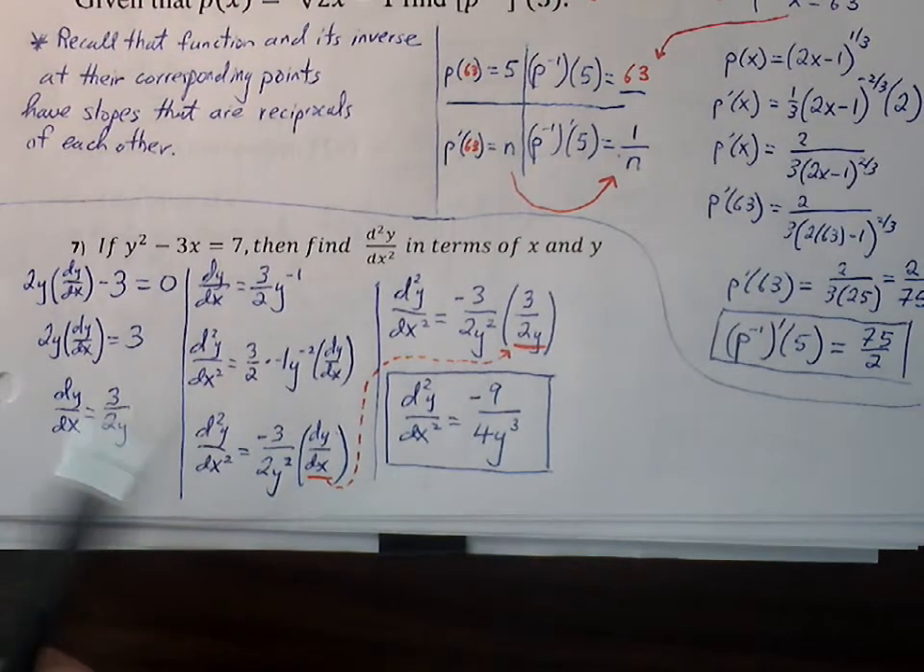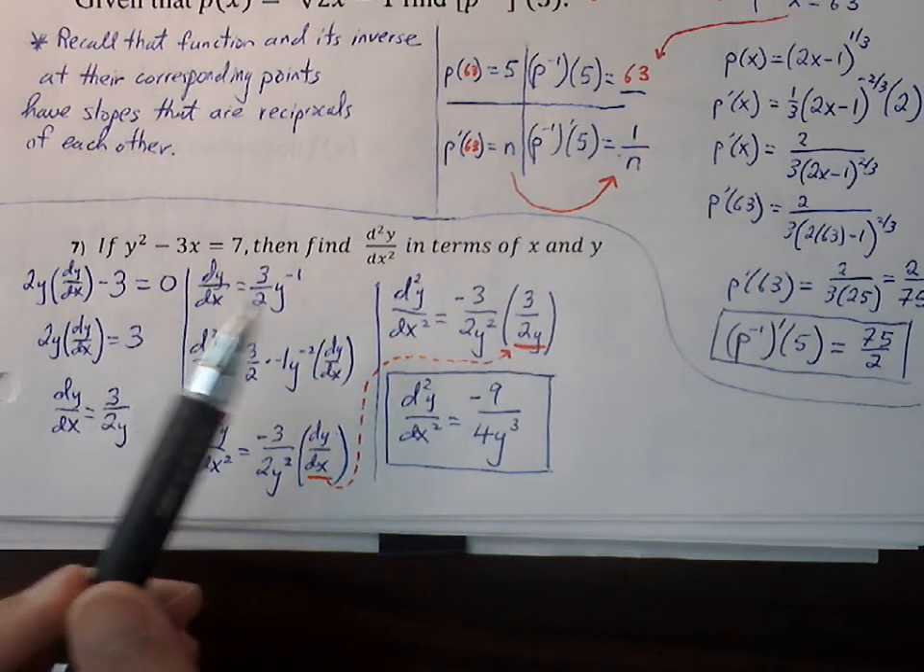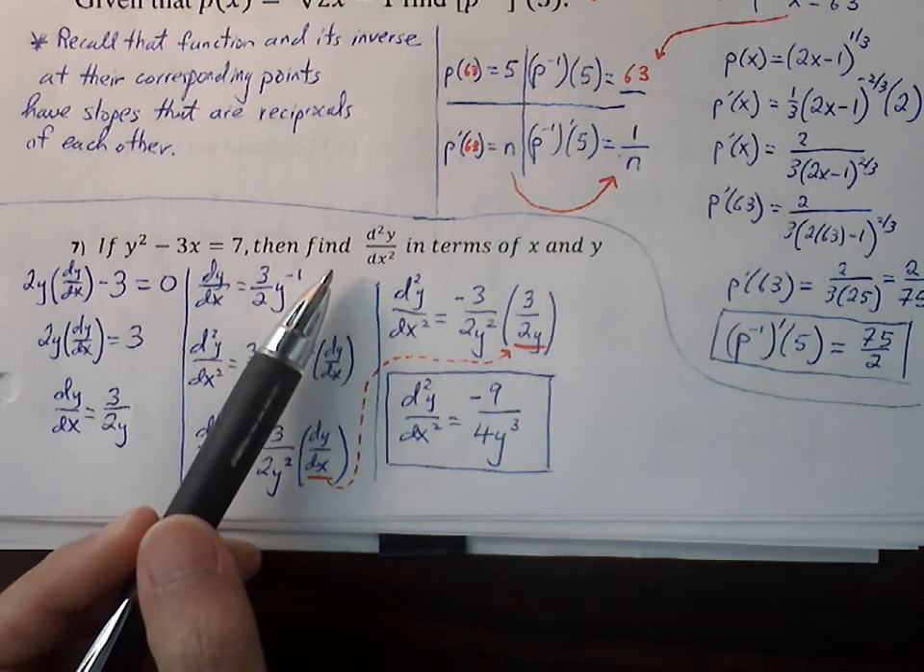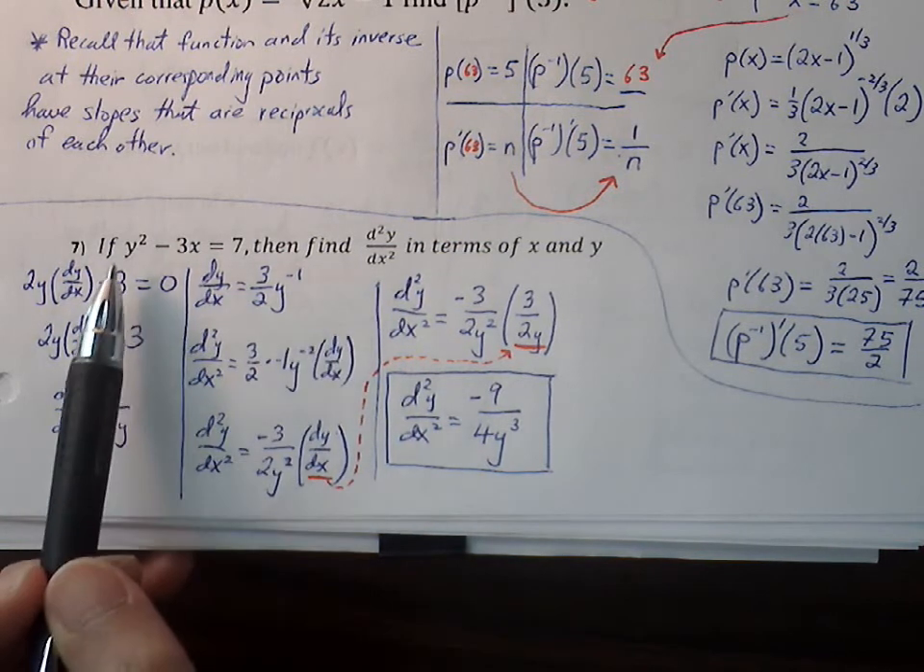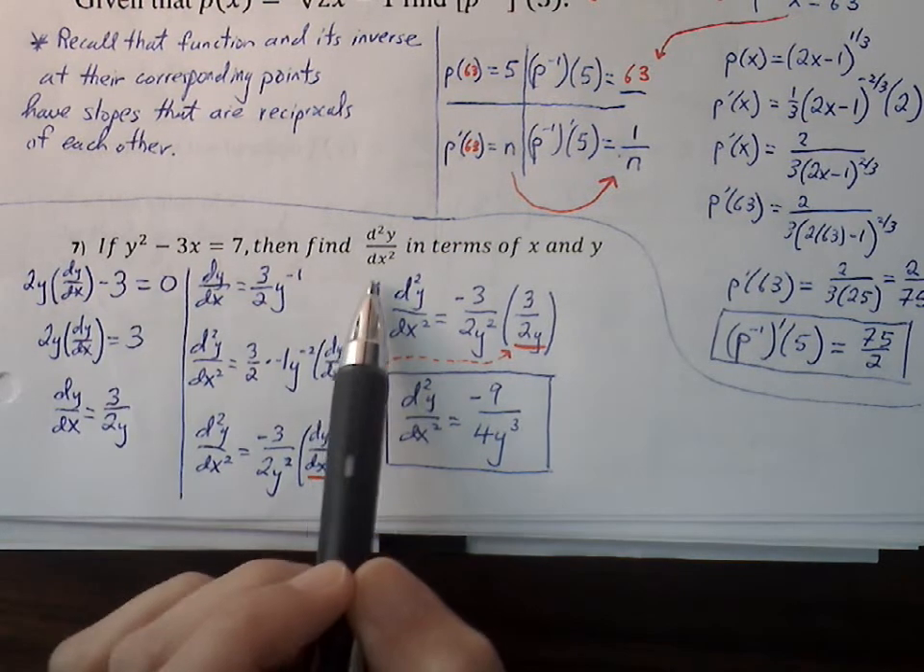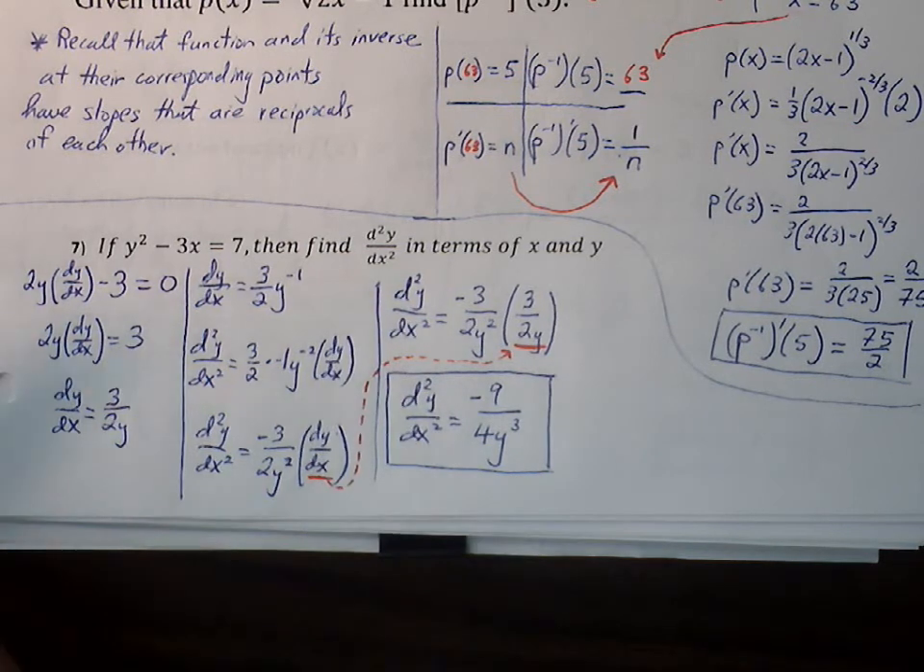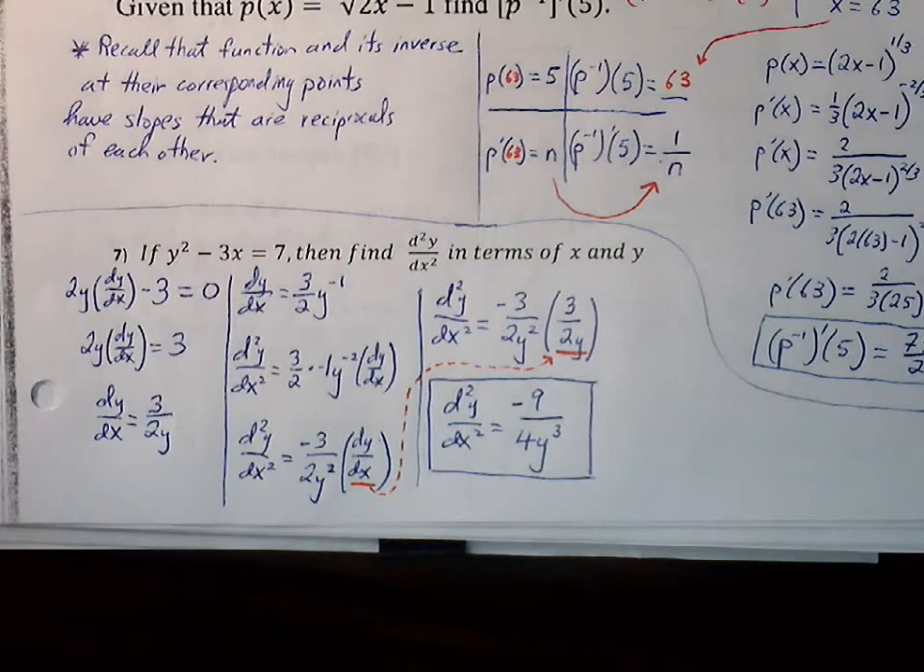All right, number 7, we have an equation, and we're asked to find the second derivative. We're going to have to step through implicit differentiation because we have y involved, and we also have to find the second derivative. So we're going to go through implicit first.